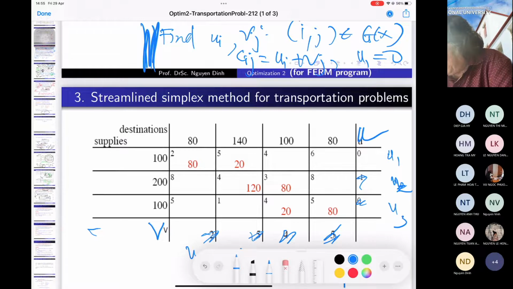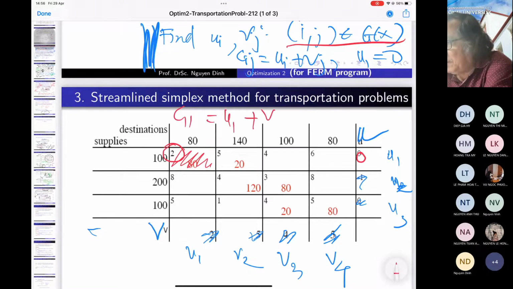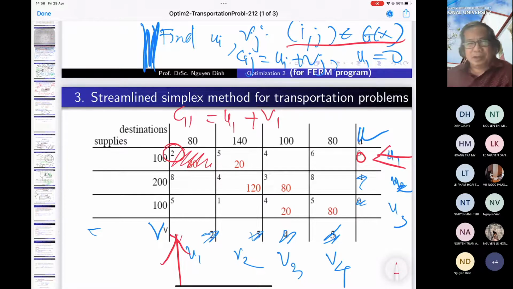Formula. Yeah. In order to find out Ui and Vj is this. Very easy. Is that okay? So U1 is 0. Let me make it in red. U1 is 0 here. And this one is this cell. Look at this cell. This cell is in Gx. So C11 equals U1 plus V1. It is here plus here. But here is 0 and here is 2. Is that okay?